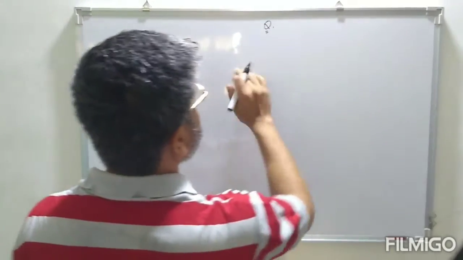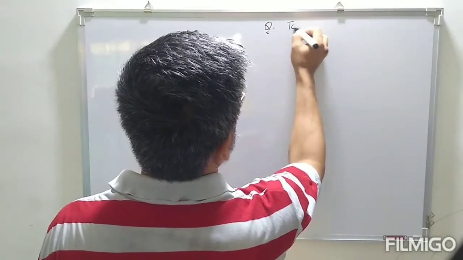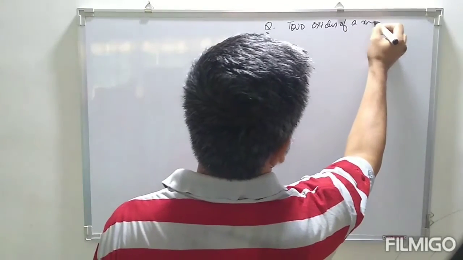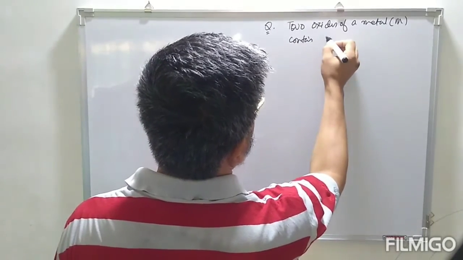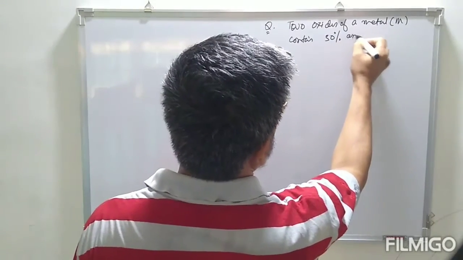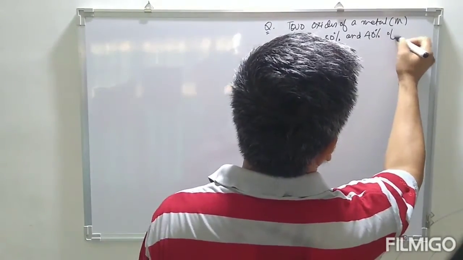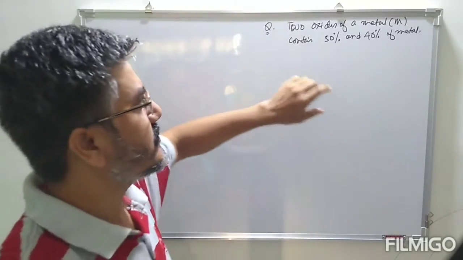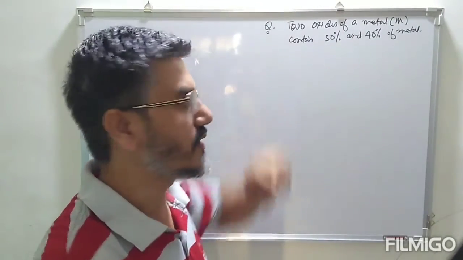First, two oxides of a metal M contain 50% and 40% of metal. So we have a metal. This metal forms two oxides. In the first oxide, the percentage of metal is 50. In the second oxide, the percentage of metal is 40.